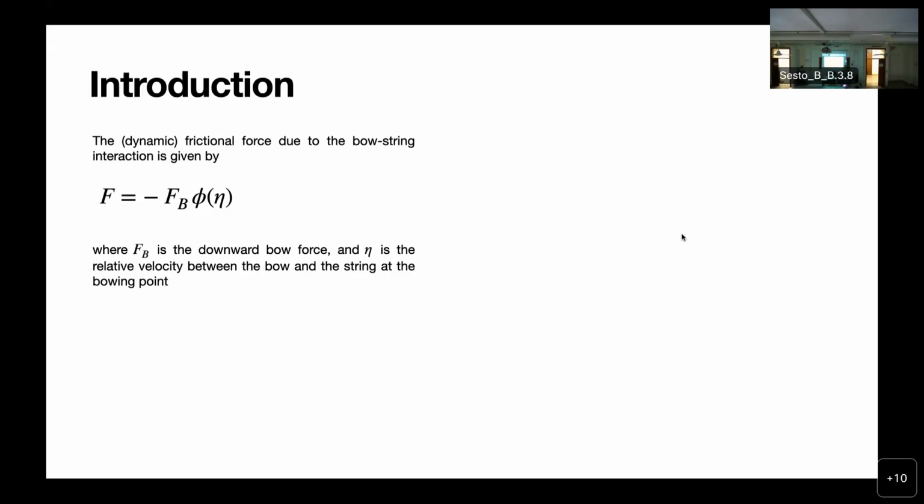The bow works exactly in the same way. So Fb is the downward pressure force, and phi is the dynamic friction coefficient, that is a function of the relative velocity between the string and the bow. When you're solving your easy first year physics degree problems, you always assume that phi is a constant, so that it doesn't change with the relative speed, and that's how you're able to do all your analytic calculations and solve all these easy problems.